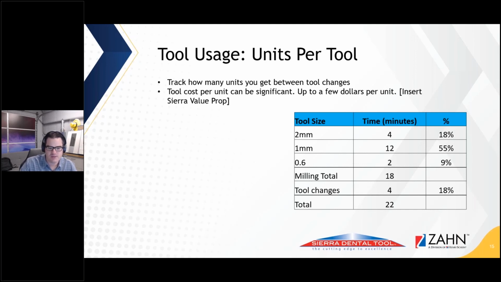Also be aware of the fact that tools wear at different rates depending on what tool they are. So for instance, this table here is a Roland with Millbox single molar crown. The 2 millimeter runs for 4 minutes, the 1 runs for 12, and the 0.6 runs for 2. So this is going to tell you you're going to replace that 1 millimeter a lot faster than the other ones. You want to know how to get into that scientifically? Reach out to me, and I'm happy to help.